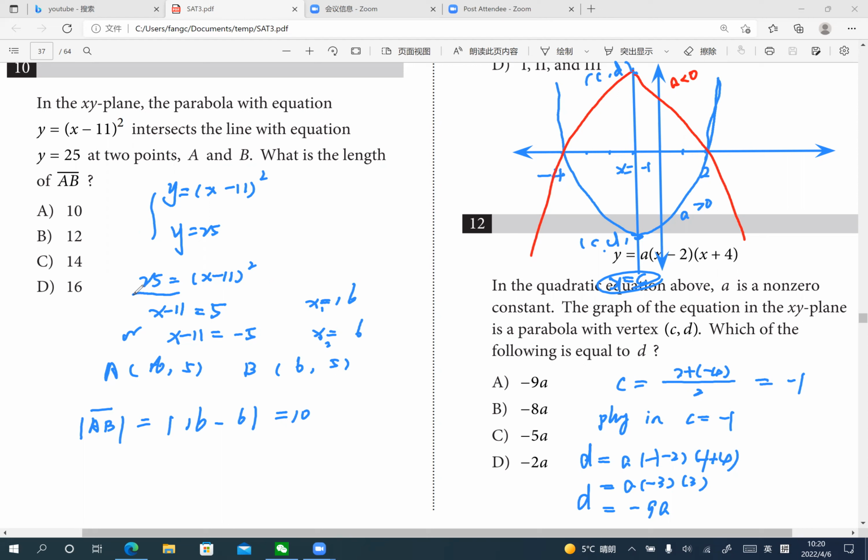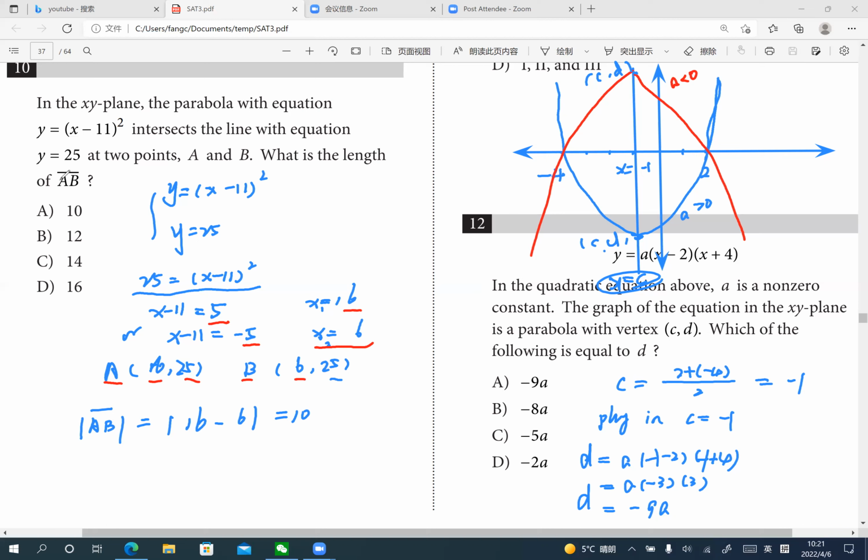So 25 equals (x minus 11) squared, and x minus 11 is equal to 5, or x minus 11 equals negative 5. Therefore, x1 is 16 and x2 is 6, which means the coordinates of the 2 points A and B are A (16, 25) and B (6, 25). The y coordinate is 25.